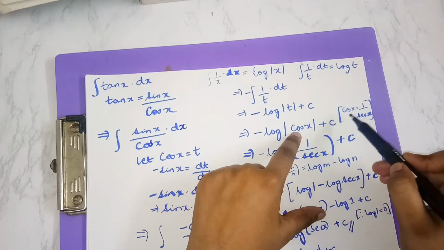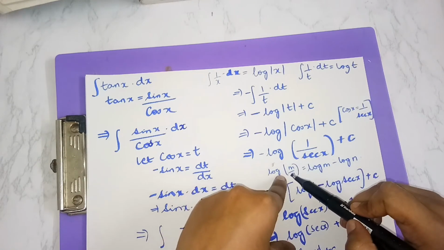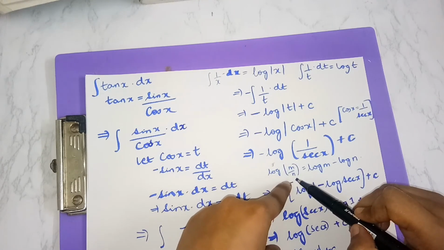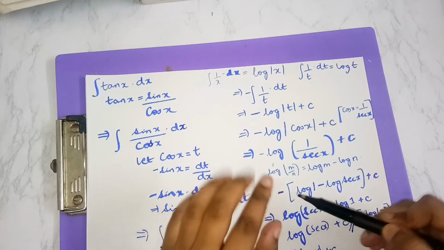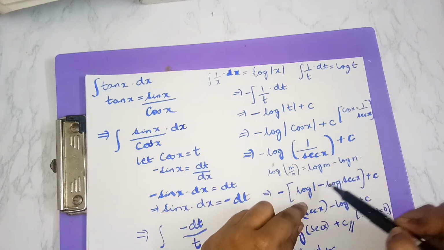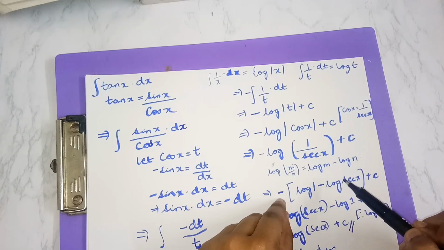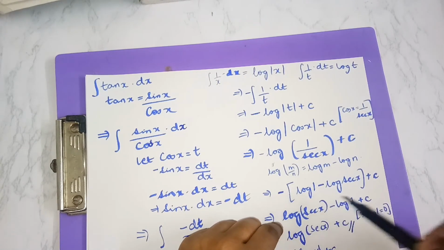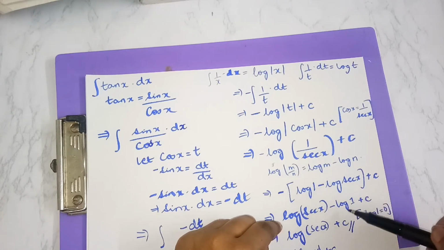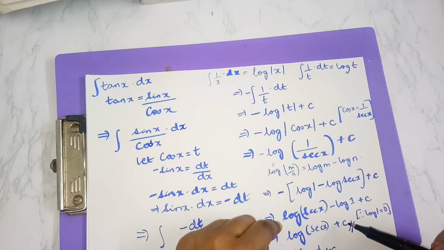Cos x in terms of secant x is 1 divided by secant x, writing it over here. And then we're going to be using the logarithm property, that is log m by n equal to log m minus log n. That becomes, keeping the minus sign outside, log of 1 minus log of secant x plus c. Multiplying minus sign throughout, it becomes log of secant x, minus and minus becomes plus, minus log 1 plus c. We know that the value of log 1 is 0. That implies log of secant x plus c is the integral of tan x with respect to x.